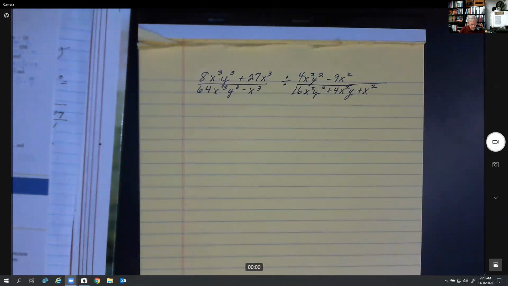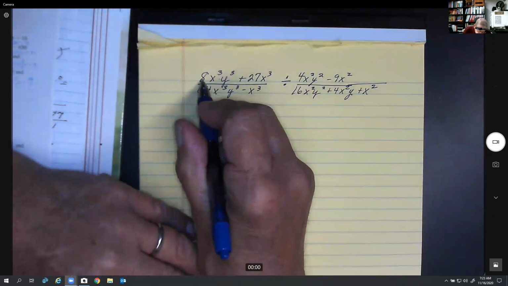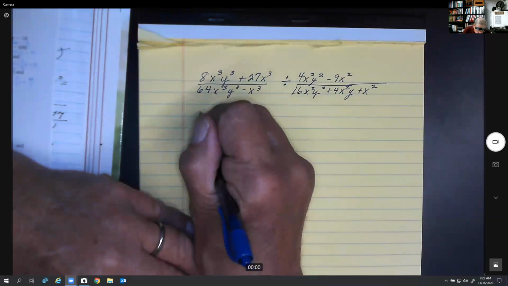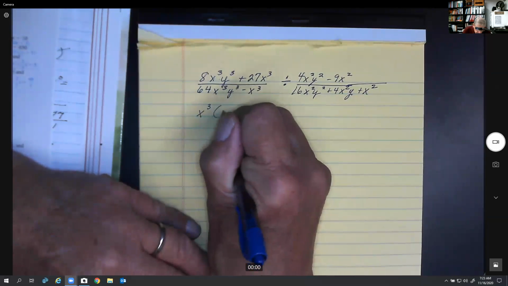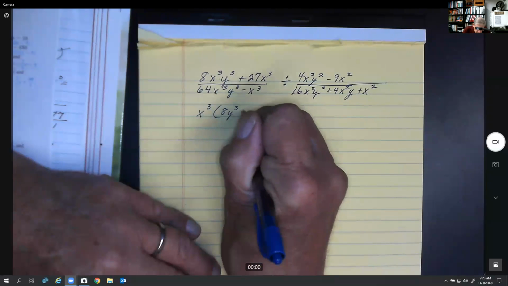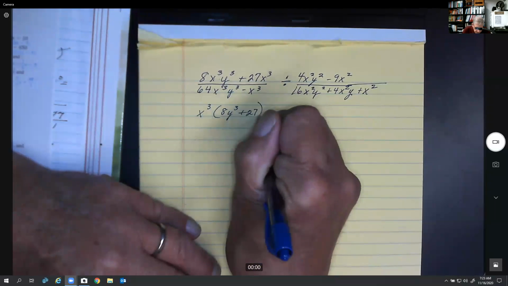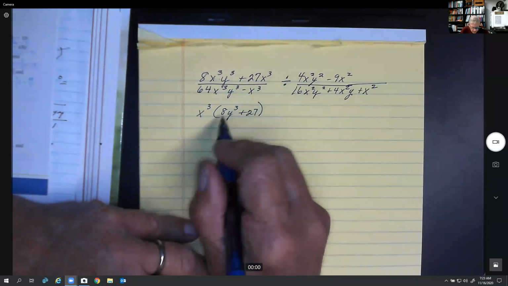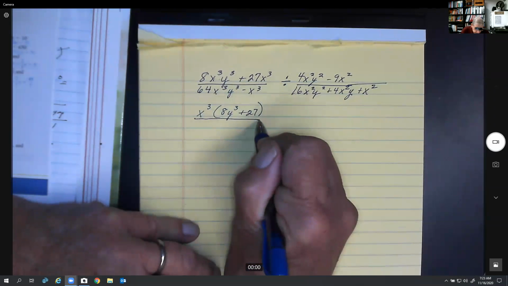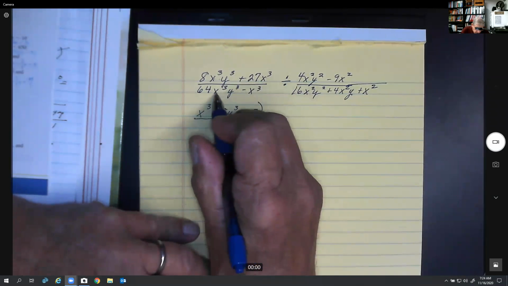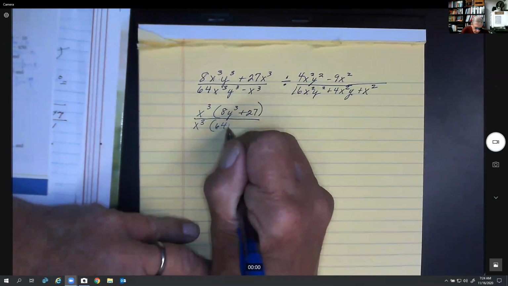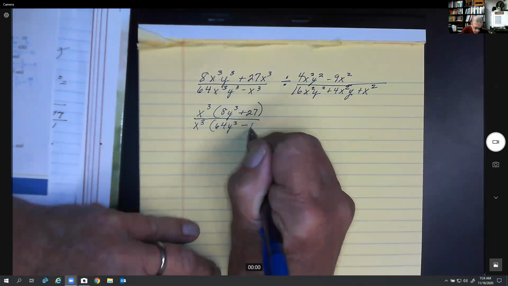Okay, so I'm going to do a bunch of basic factoring to begin with. 8 and 27, nothing to go in those, but I do notice they both have an x cubed, so I'm going to take that out. And this will leave me with 8y cubed plus 27. So it looks like that infamous cube pattern. How about on the bottom? I see an x cubed can come out of there, and I end up with 64y cubed minus 1.